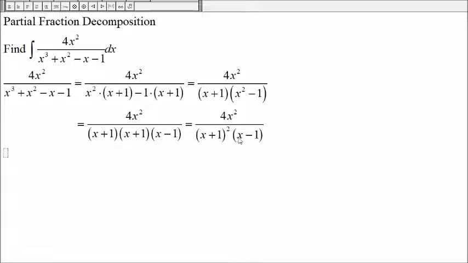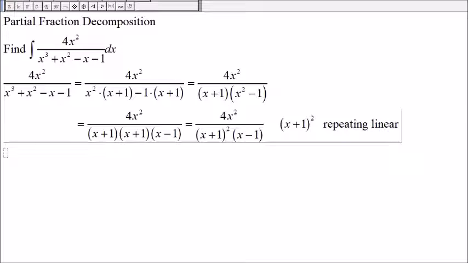And so the x minus 1, this is called a linear factor, and this is called a repeating linear factor. So the x plus 1 squared, this is called a repeating linear factor.